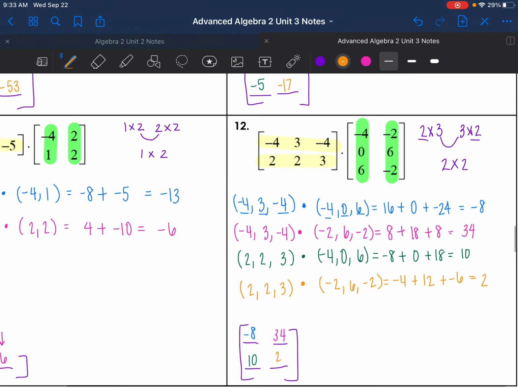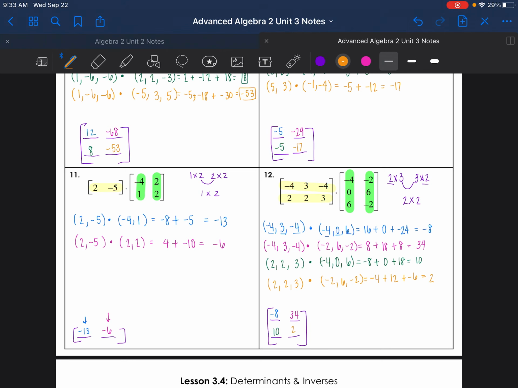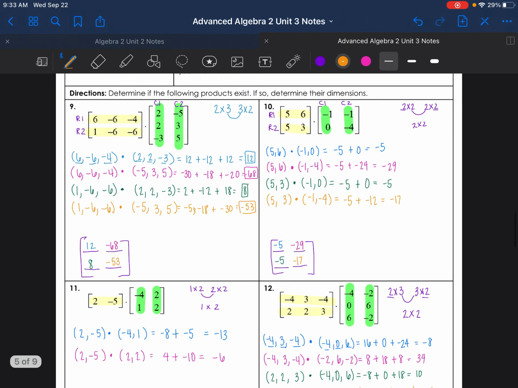All right, so hopefully after those 4 examples you caught on to the process. I know this was a long video and I know it took some time. Remember, you can check your answers with the calculator. It is possible to do, you just type in your matrix times your other matrix, but you still need to know how to do it by hand.